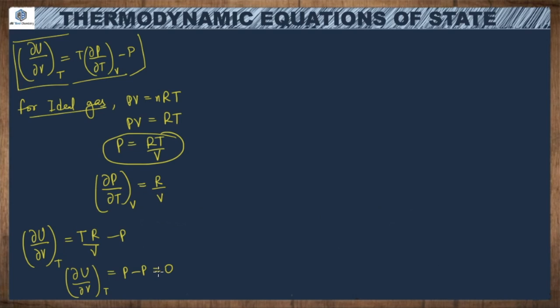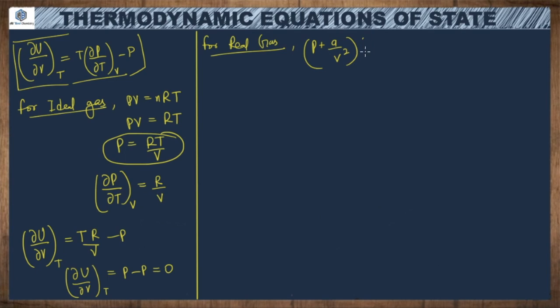Now we also have one more type of gas called the real gas. So now let's look at the same thing for the real gas. Real gas means the one which follows the van der Waals equation. The equation I'll just write down. The van der Waals equation is given by (P plus A upon V square) in the bracket, times (V minus B), and that equals RT.